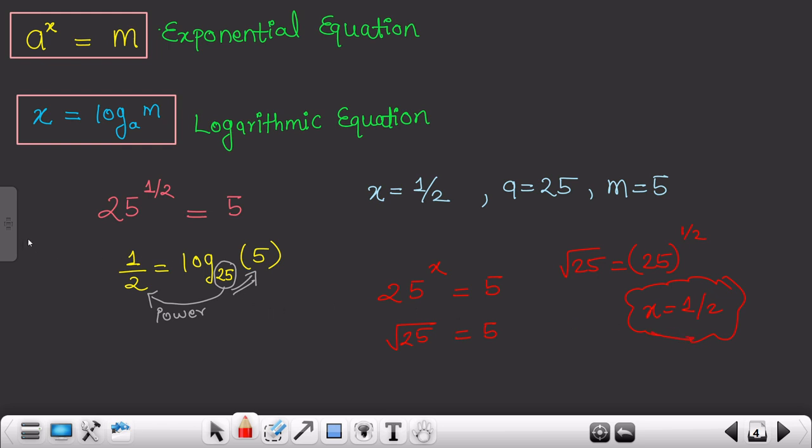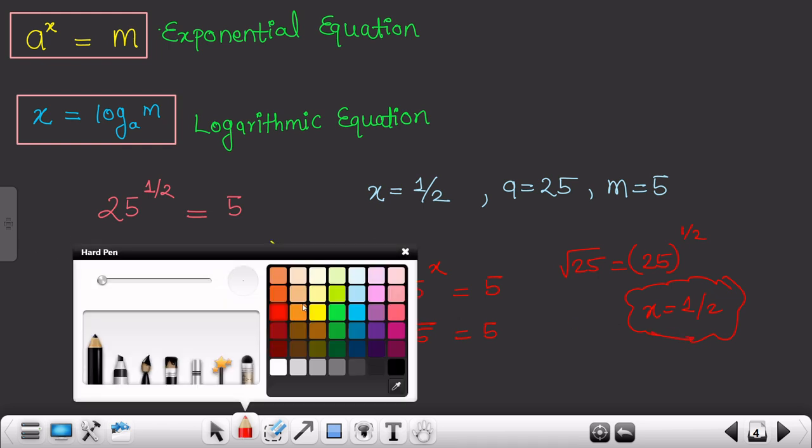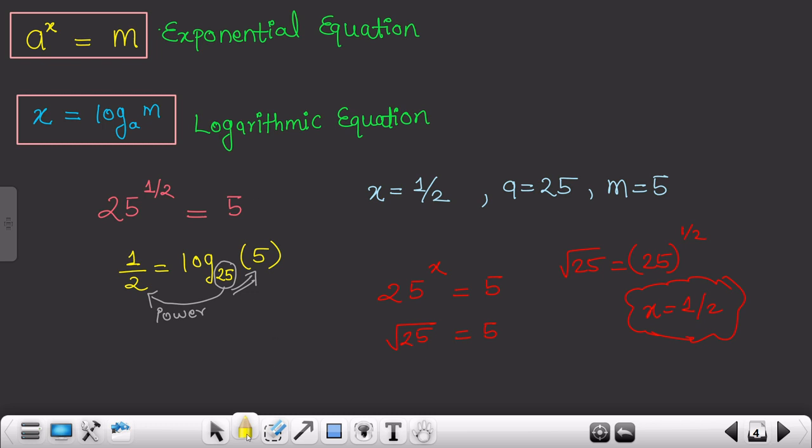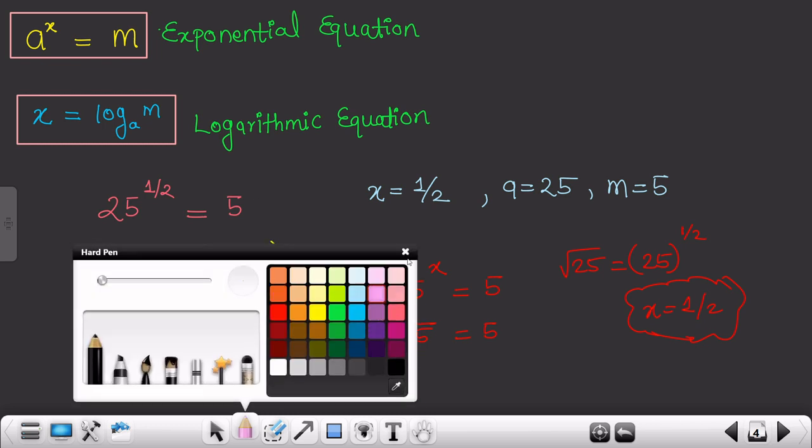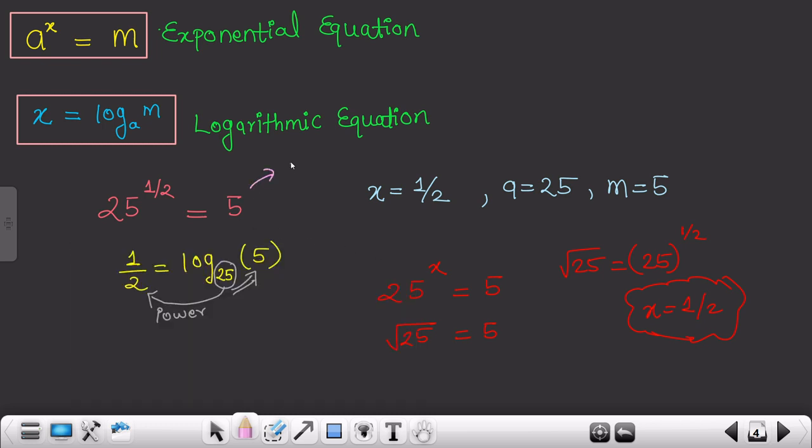As I told you, I'm writing in shorter form, so please try to understand. This is the exponential form and this is the logarithmic form.